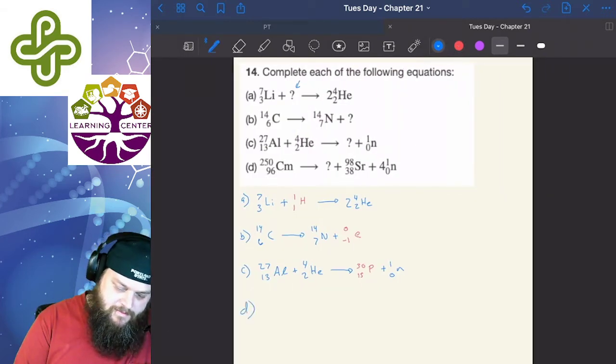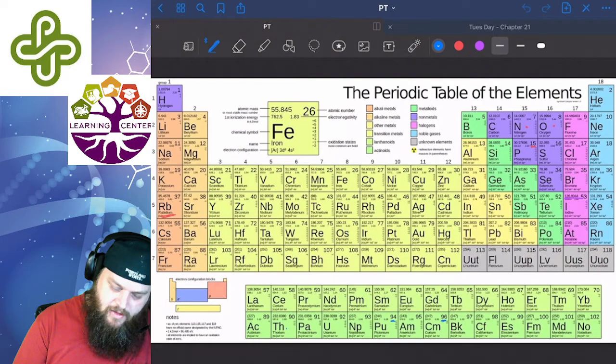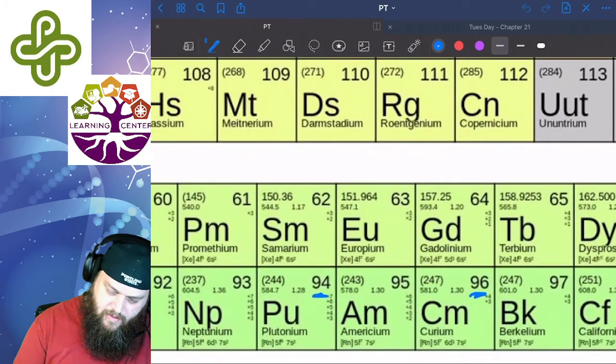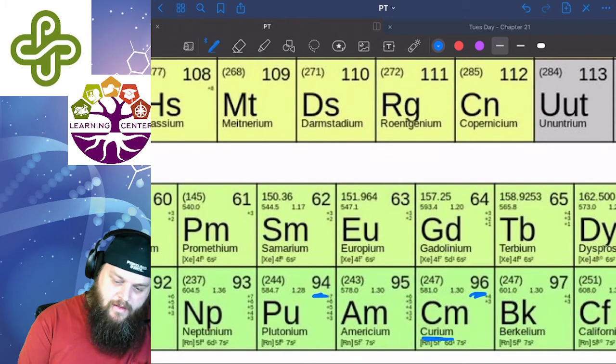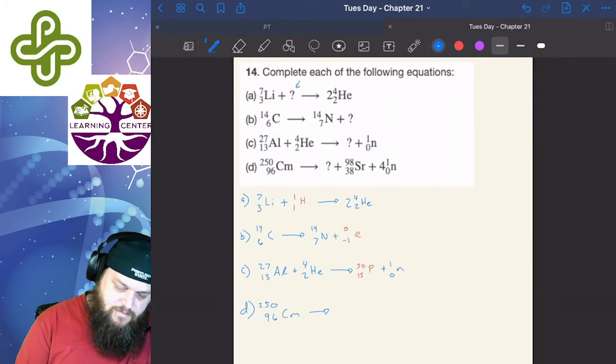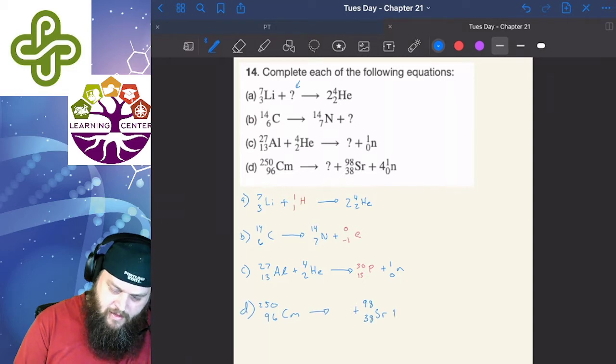Part D, 250 and 96 Cm is going to produce, is that still curium? Yeah, curium is producing some element plus strontium 98, which is 38, plus 4 neutrons.